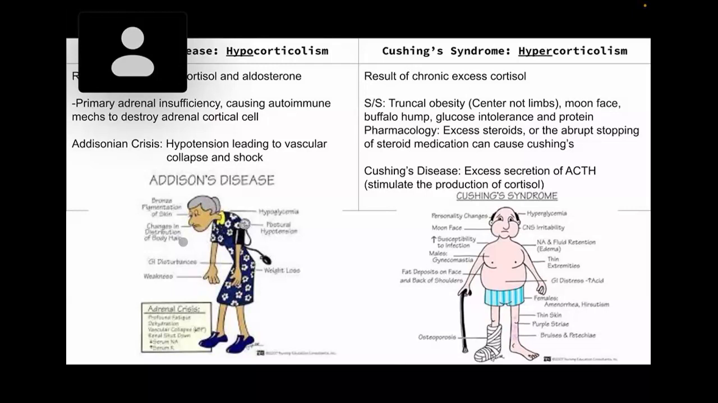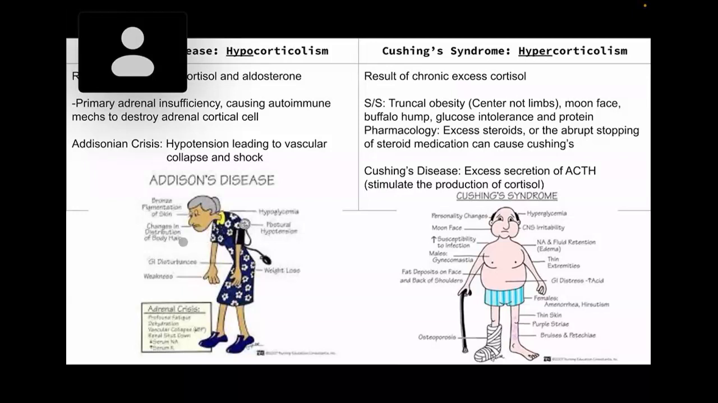But with Addison's disease, we have too little cortisol and aldosterone. Remember, aldosterone is part of our RAS system, renin-angiotensin system. So if we don't have enough cortisol and we don't have enough aldosterone, we're going to have low blood pressure. This is going to contribute to weakness, weight loss, and other issues. Our Addisonian crisis, this is severe hypotension.